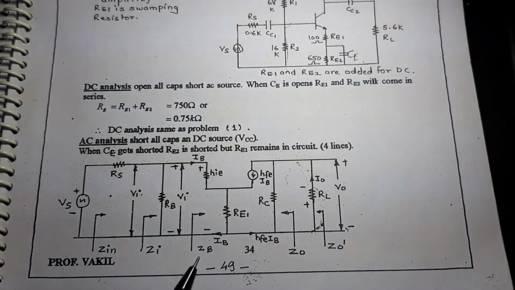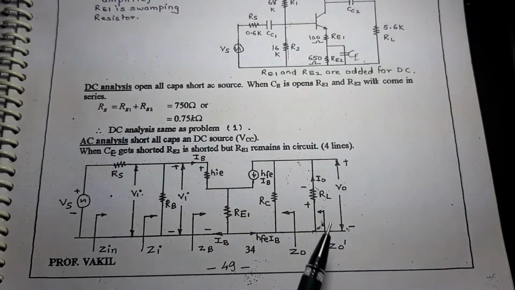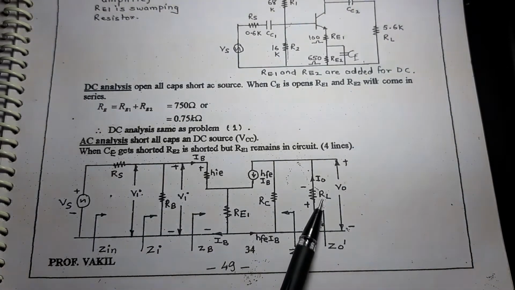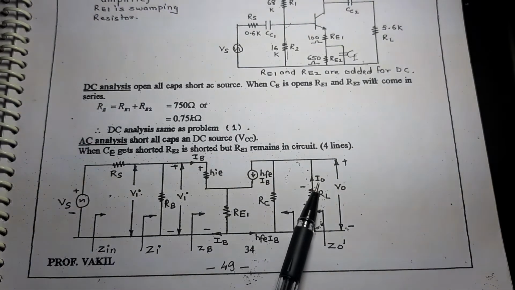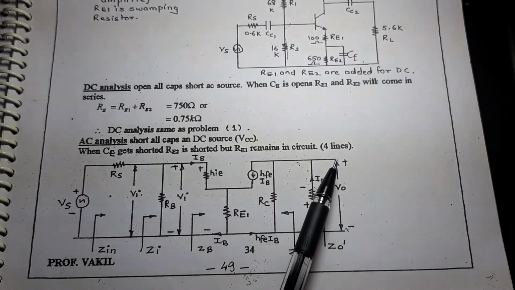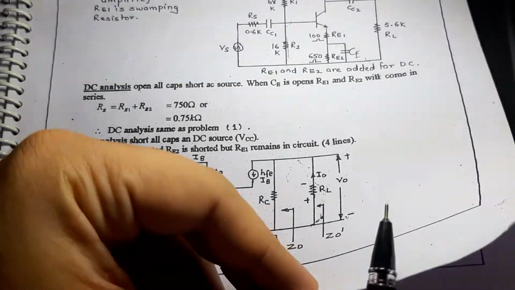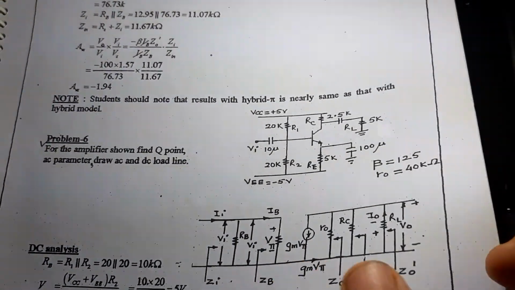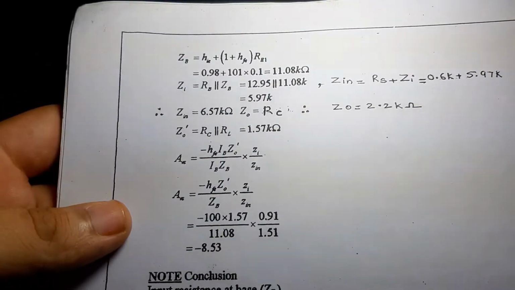Now over here, as you can see, there is ZB, ZI, Zin, and then over here we have ZO and ZO dash. Since your load resistance is present in the circuit, you will be having ZO dash. Now since you have load resistance over here, there will be an output current IO flowing from bottom to top, but we measure our voltage from top to bottom. Hence your VO will have a negative sign, that is, your gain will have a negative sign. Now we'll just proceed with the analysis. It's very much simple compared to the ones which we have done.